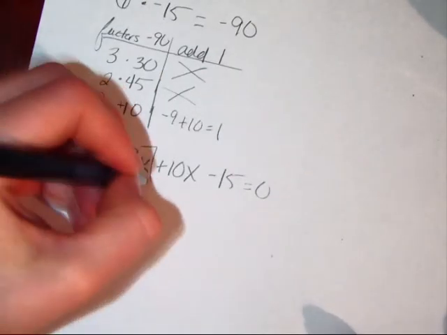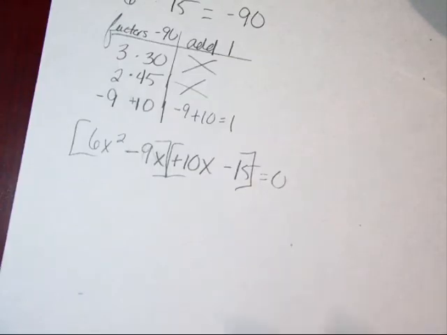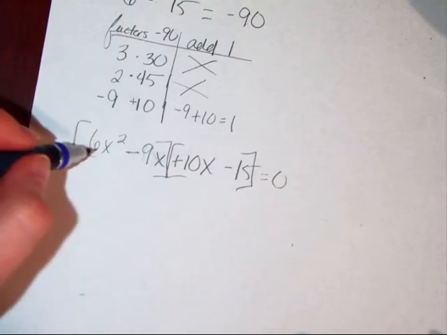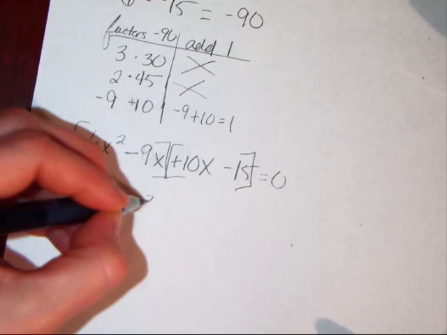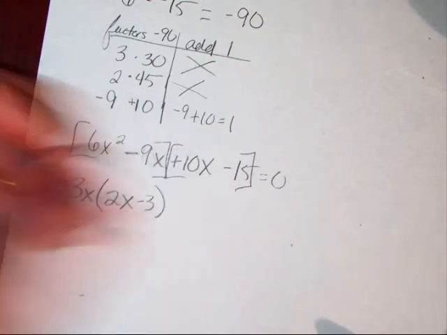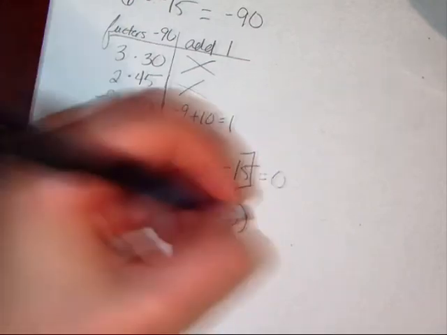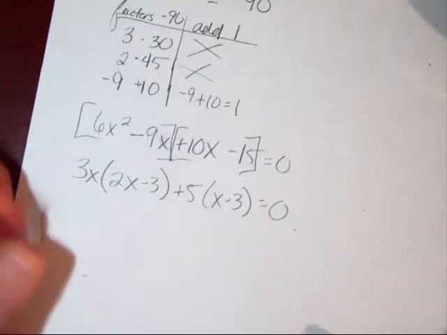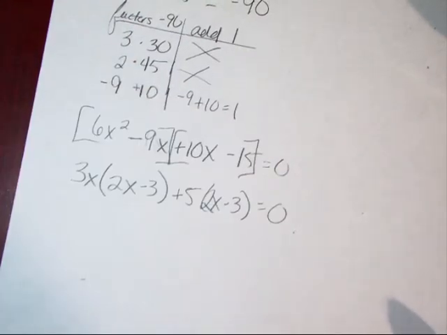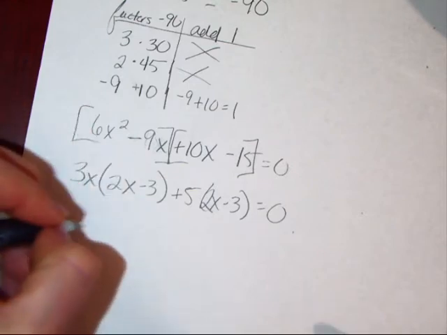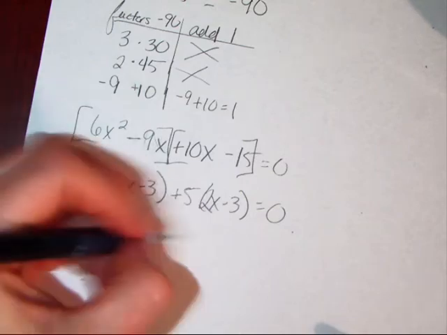And then you group, and you group, and then you see what you can pull out, okay? On this one, you can pull out a 3 and an x, and you'll be left with 2x minus 3. Over here, you pull out a positive 5, and you're going to be left with a 2x minus 3, because 10 divided by 5 is 2. Notice you should be able to pull out a 2x minus 3 now, and you should be left with a 3x plus a 5.